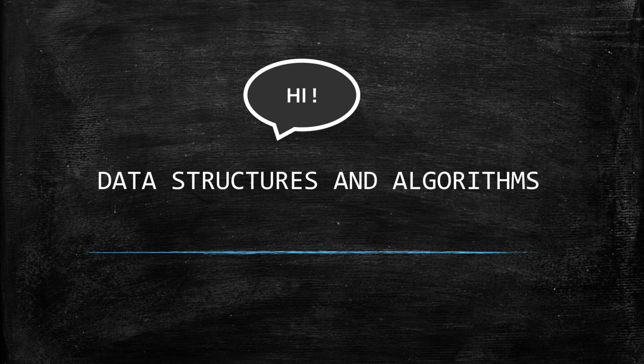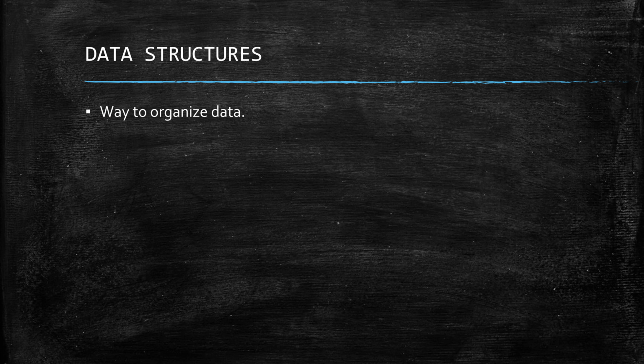So let's discuss the introduction of DSA. So basically, let us learn what is data structure. It is a way or process to organize the data. This means that if we need to program something and we need the data for that, hence the data structure comes into the picture, where we take help to organize the data into the memory.